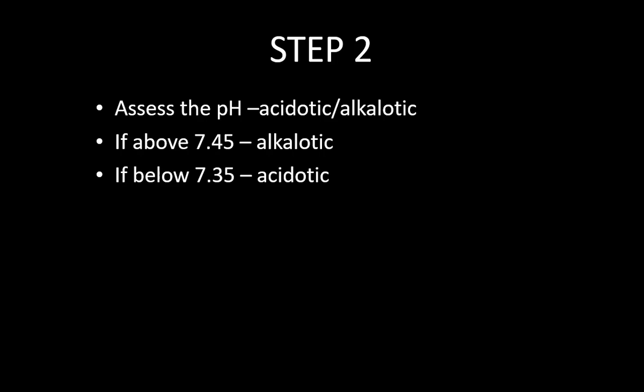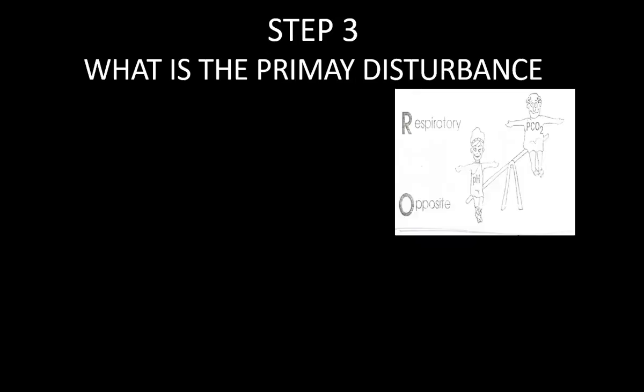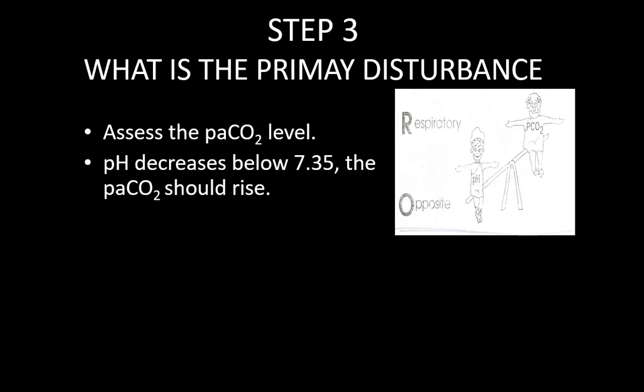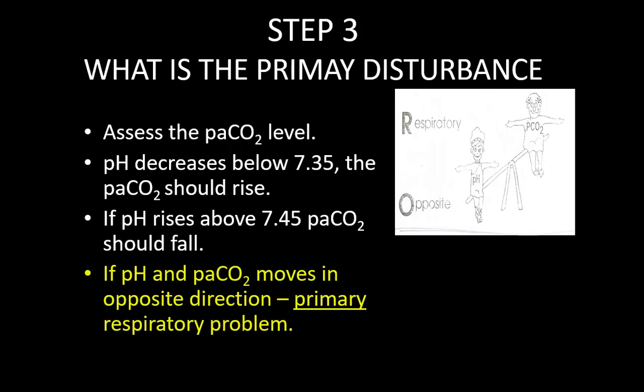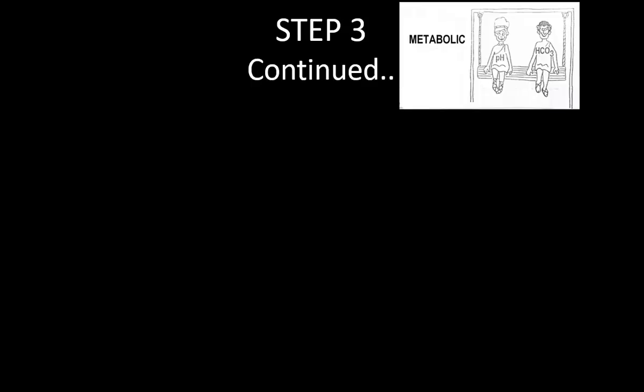Step 2 is to assess the pH, whether it is acidemic or alkalemic. If it is above 7.45, it is alkalotic. If below 7.35, it is acidotic. So what is the primary disturbance? As you can see in this picture, in respiratory, the pH and PCO2 go opposite to each other. So assess the PCO2 level. If pH decreases below 7.35, the PCO2 should rise if it is a respiratory problem. If pH rises above 7.45, PCO2 should fall. If pH and PCO2 move in the opposite direction, the primary problem is a respiratory problem.